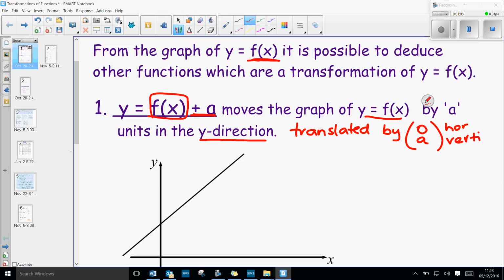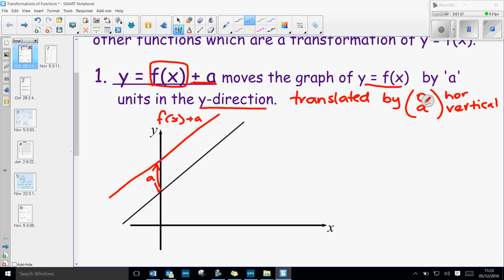Okay, so if this was our original function, the straight line, if the value was positive, then this distance here is a, so this would be f(x) plus a. Obviously, if a was negative, then the function would have moved down. Let's do that. So this would be f(x) minus a.